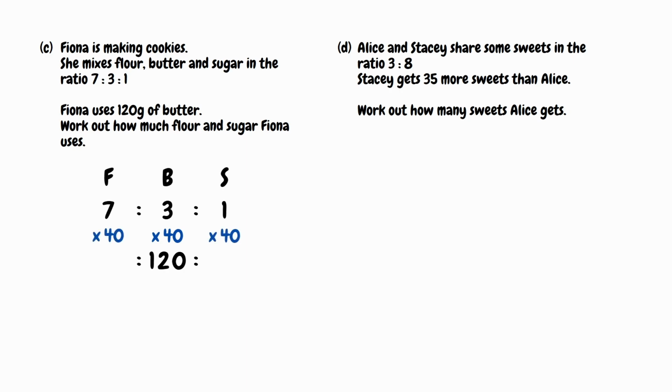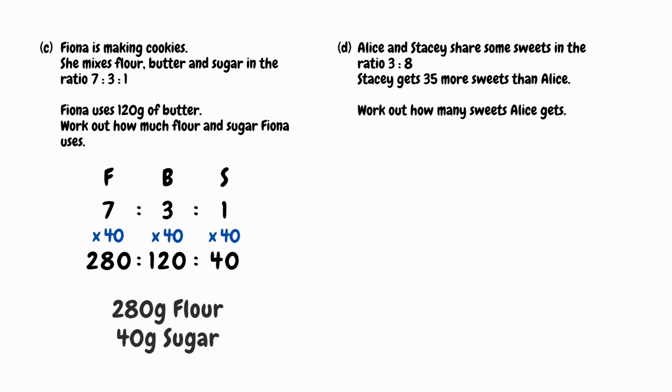So for the flour, we're going to do 7 multiplied by 40, and that's going to give us 280. And for sugar, if we do 1 multiplied by 40, that's going to give us 40. So again, these two ratios are equivalent. This 280 to 120 to 40 would simplify back to 7 to 3 to 1. But now we actually have the weights of each ingredient. So we were told that Fiona used 120 grams of butter, and we've been able to figure out she used 280 grams of flour and 40 grams of sugar.